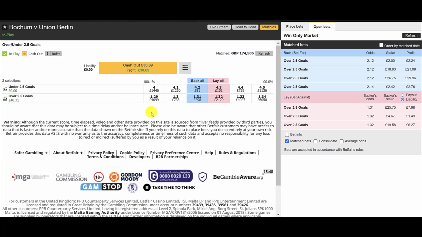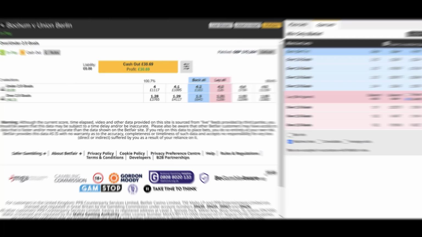For those who are always a little bit all over the place with their decision making, let the numbers decide for you. That's pretty much it, we're pretty much done with this trade anyway. So it's Bochum 2, Union Berlin 0, and we're out with a successful trade.